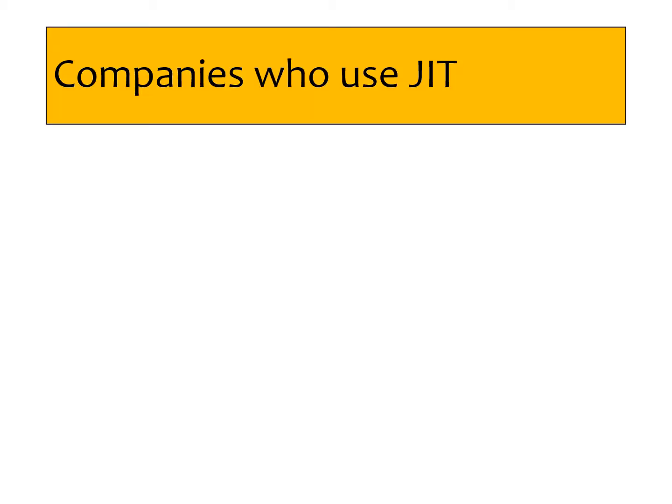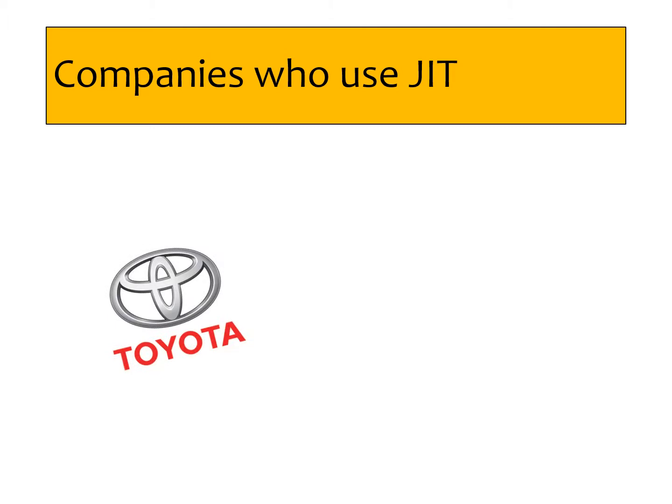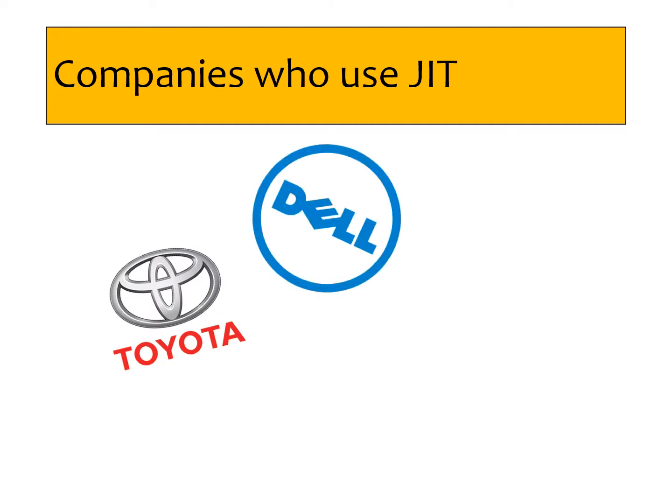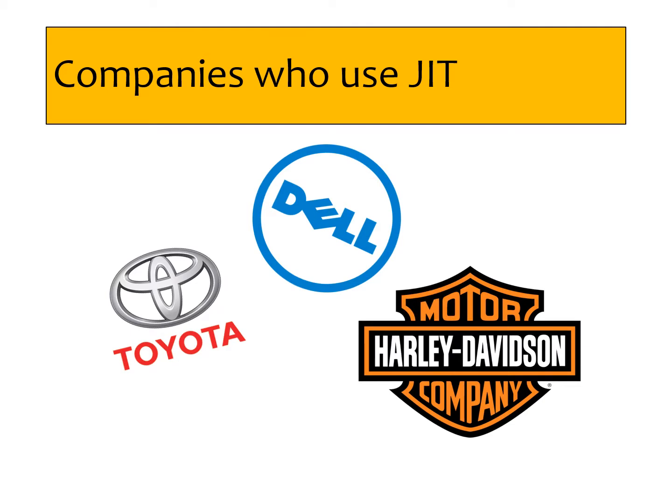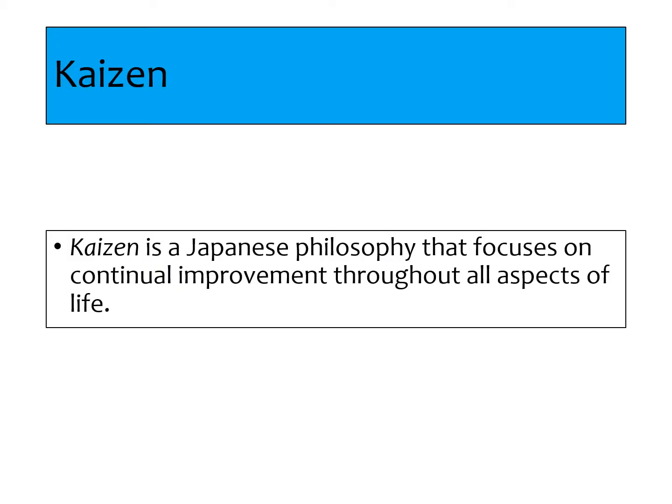So let's have a look at some companies who use JIT production. So we've got Toyota. They only produce cars when required, when there's a demand for it. Dell, and Harley Davidson Motor Company. And there are many other companies who use just-in-time production.